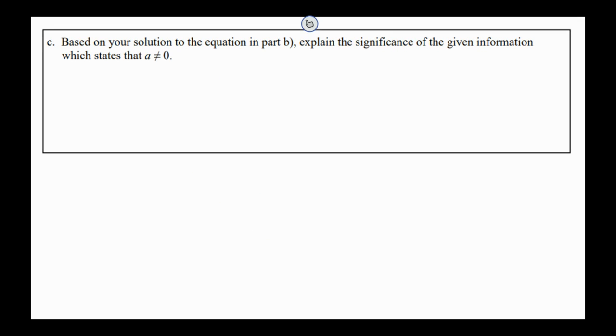Okay, part C, based on your solution to the equation in part B, explain the significance of the given information which states that A cannot equal 0. Okay, so go ahead and on your paper explain the significance that A cannot equal 0.